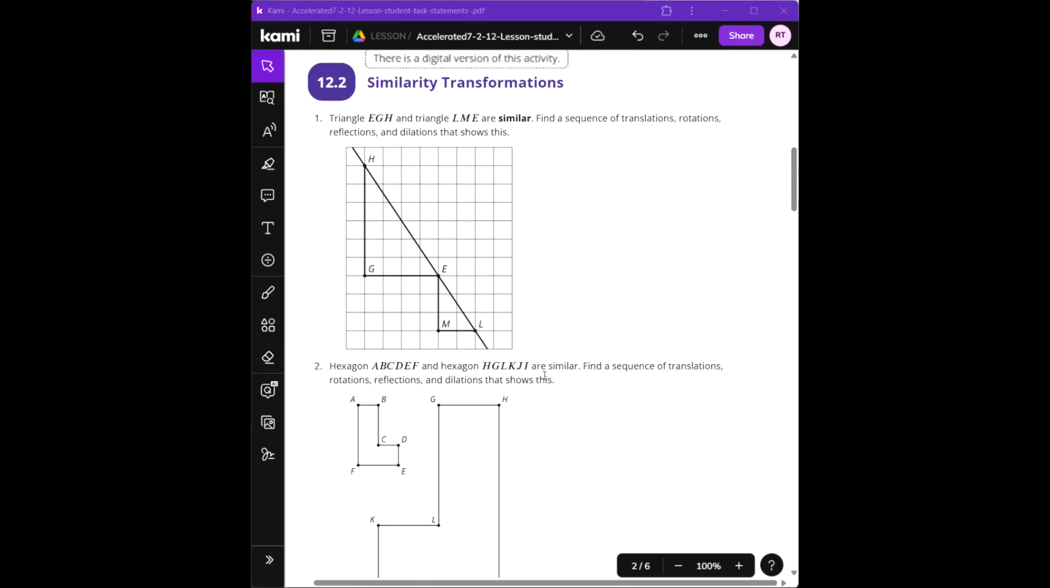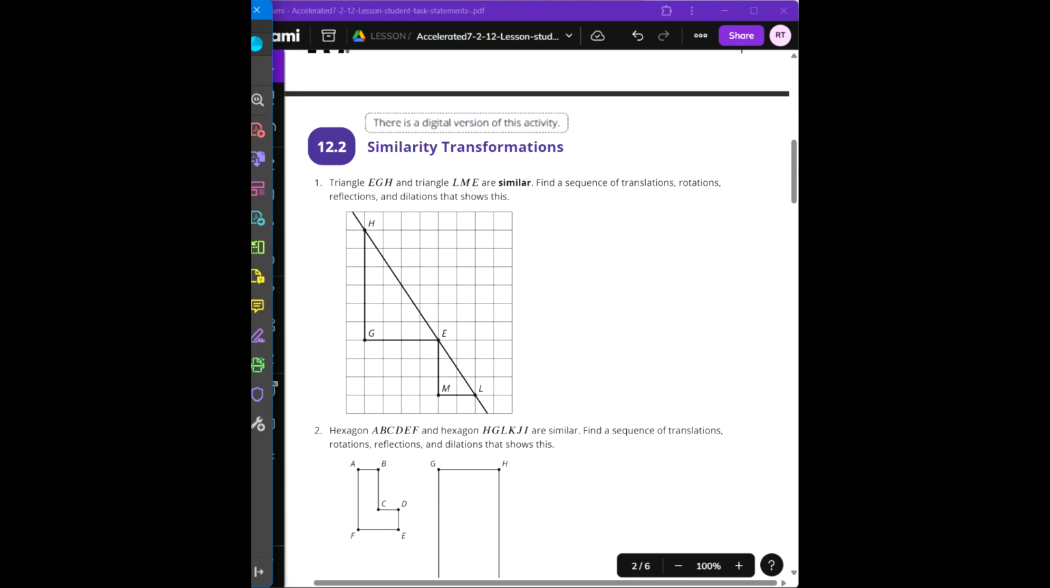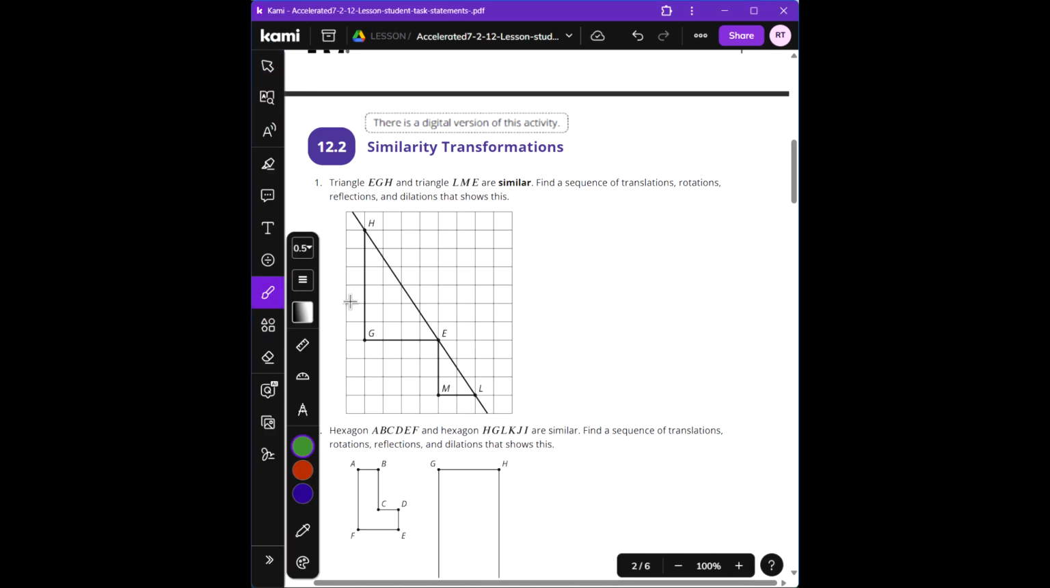Now for the next one, I'd like you to also look at the digital version of this, okay? But I'm going to go ahead and also give you some information to look at, okay? So let's do it here.